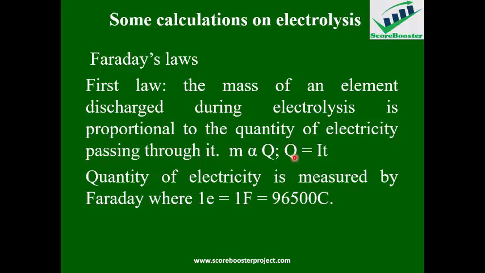I'm not saying you use a higher current; you pass a greater quantity, more Q. You can increase your Q by increasing your I or your T, since Q is equal to IT. The quantity of electricity is measured in Faraday, where 1 mole of electrons is equal to 1 Faraday, and that is 96500 coulombs. That is the first law.